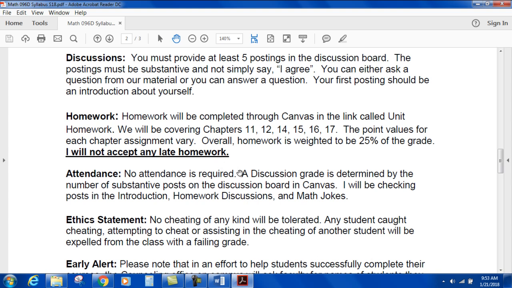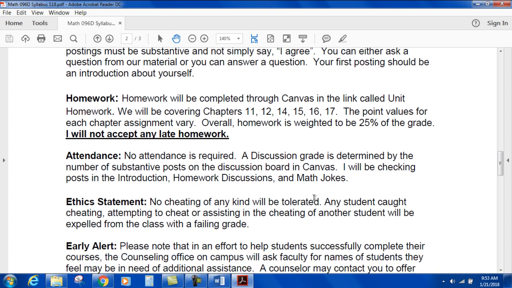Attendance. No attendance is required. A discussion grade is determined by the number of substantive posts on the discussion board in Canvas. I'll be checking posts in the introduction, homework, discussions, and math jokes areas. So right now there is a discussions topic that I put in the grade book. I may have to change that because I'm not sure that's going to work out. But anyway, you're going to do your discussion postings. You need 5 of those at least.